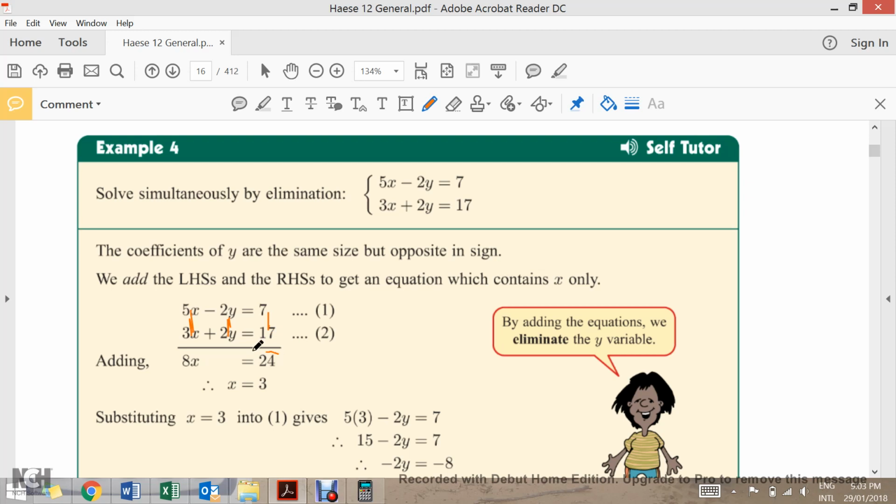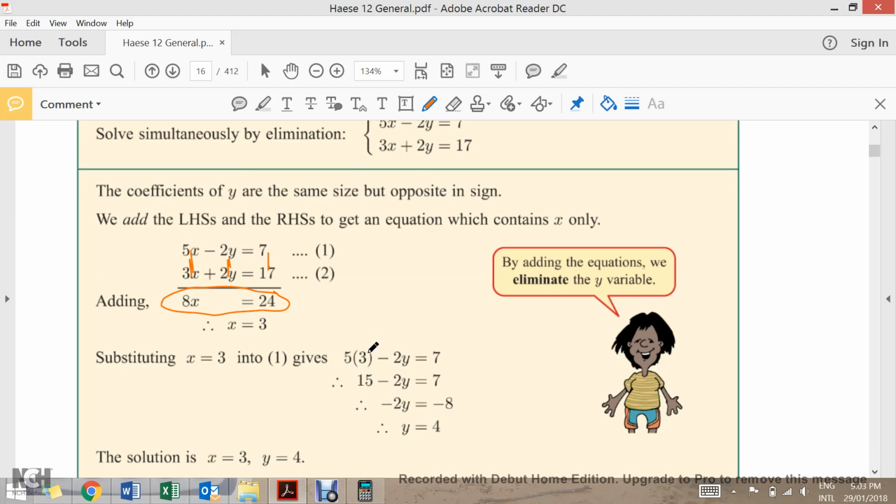We've got our brand new equation. You could call that equation 3, which only has x's in it. So we're left with 8x equals 24. That means that x equals 3. Then you stick x back into either one of these two equations here, solve for y.